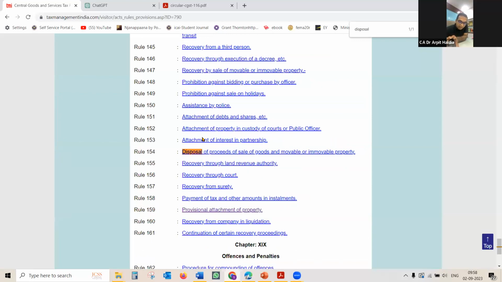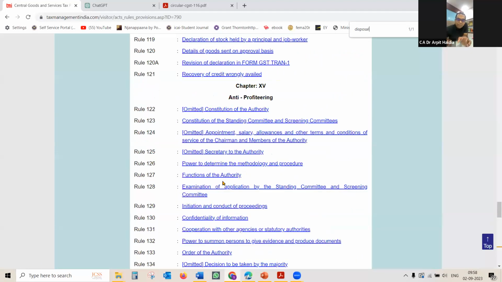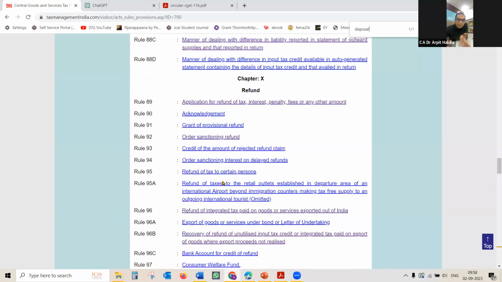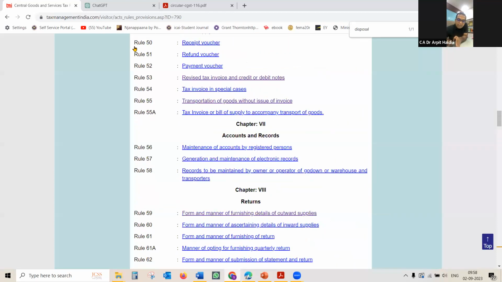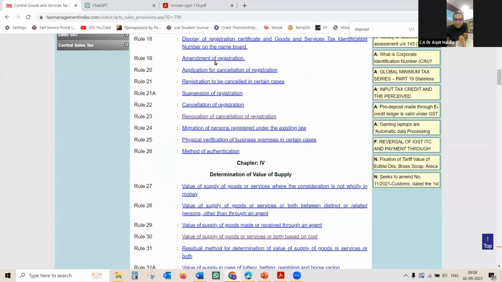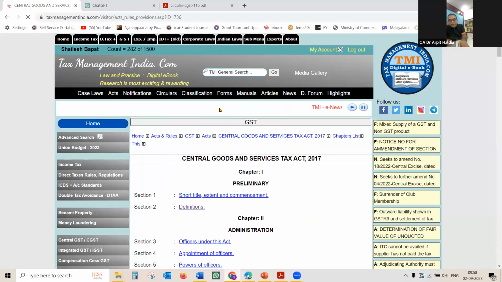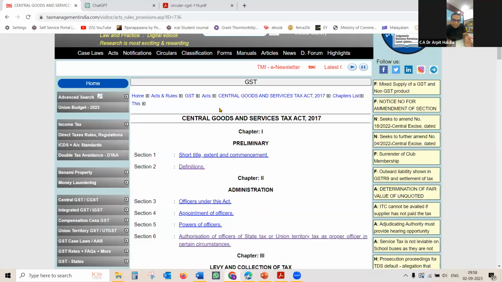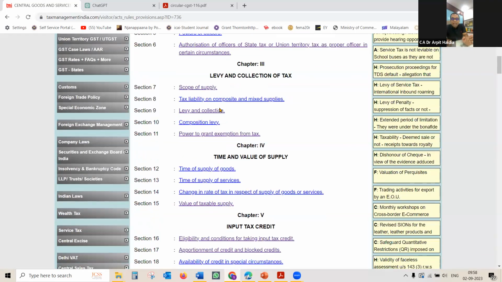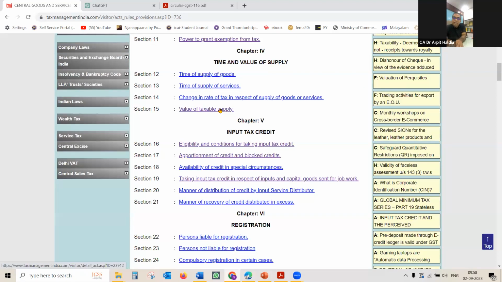So in my opinion, the way it goes is that once I receive some input, supposedly I have received a laptop, and I intend to give it as a gift, then obviously the intention is pretty clear. Therefore, I would not claim the ITC initially, by virtue of 17(5)(h).